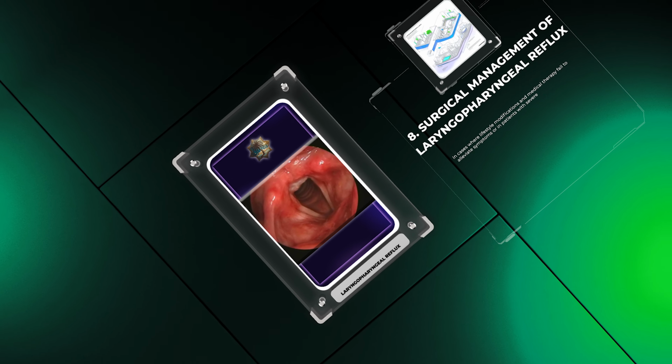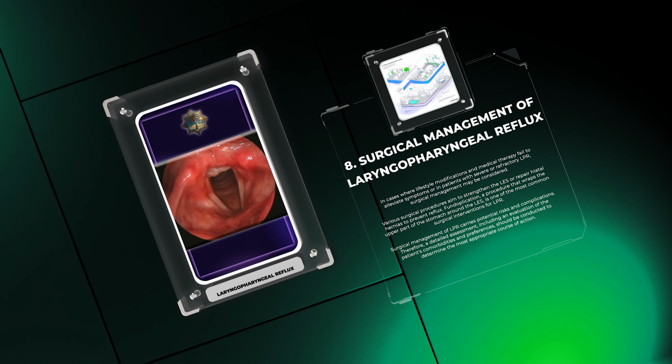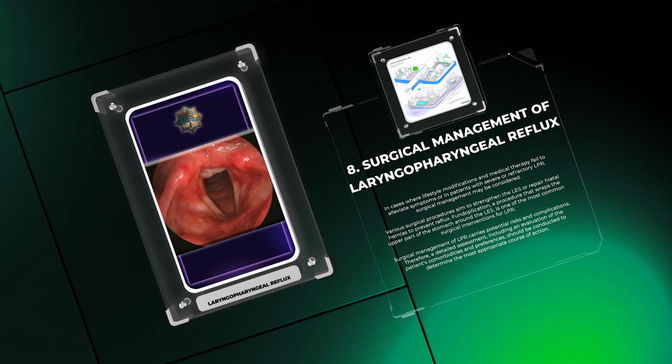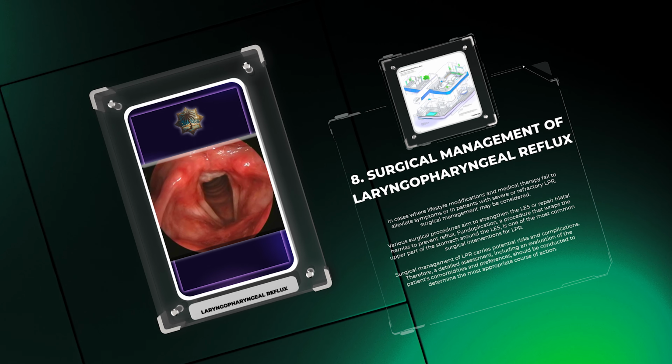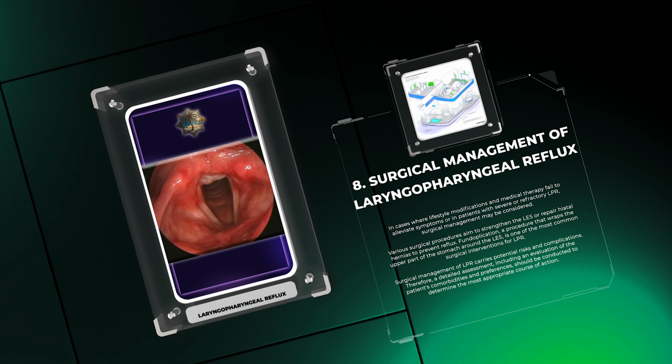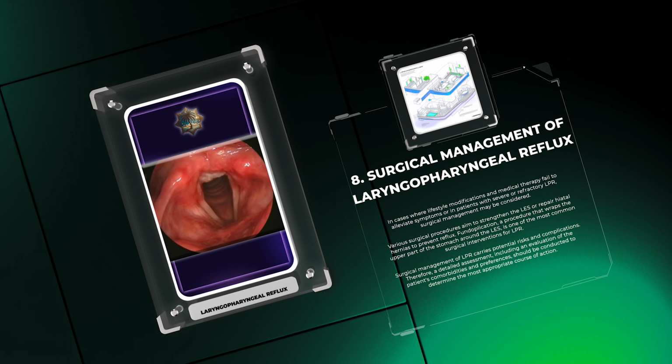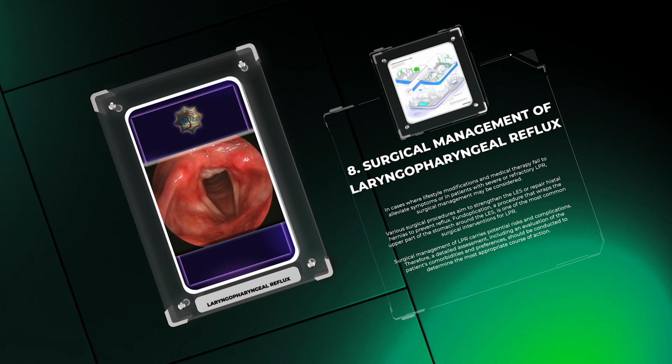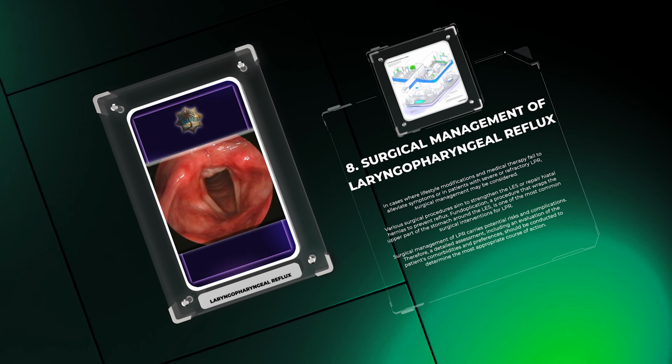In cases where lifestyle modifications and medical therapy fail to alleviate symptoms or in patients with severe or refractory LPR, surgical management may be considered. Various surgical procedures aim to strengthen the lower esophageal sphincter or repair hiatal hernias to prevent reflux. Fundoplication, a procedure that wraps the upper part of the stomach around the lower esophagus, is one of the most common surgical interventions for LPR. Surgical management of LPR carries potential risks and complications. Therefore, a detailed assessment, including an evaluation of the patient's comorbidities and preferences, should be conducted to determine the most appropriate course of action.